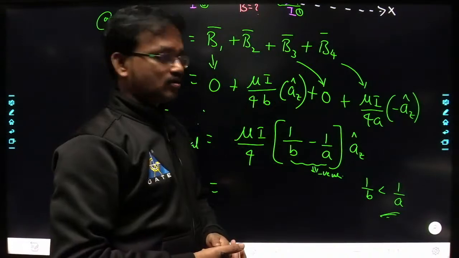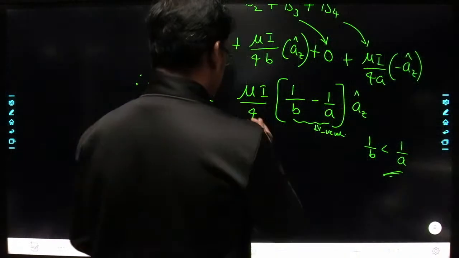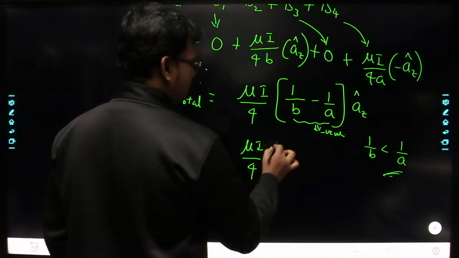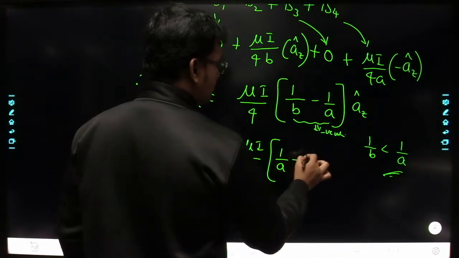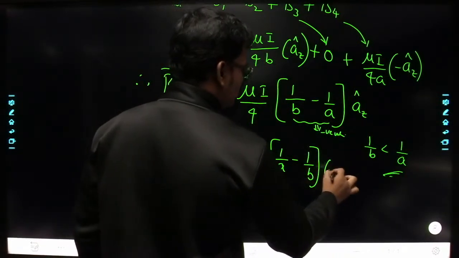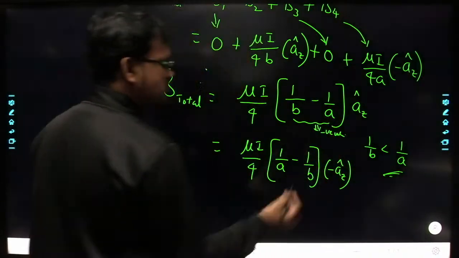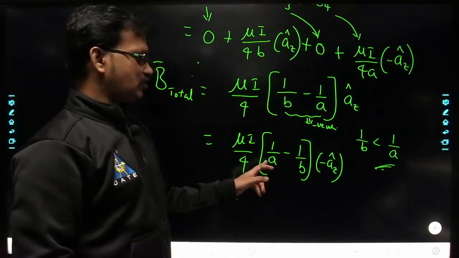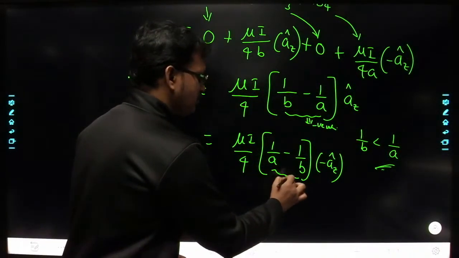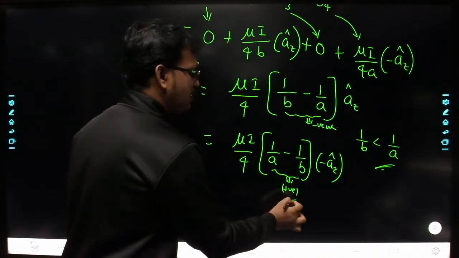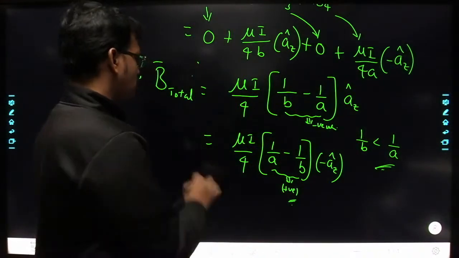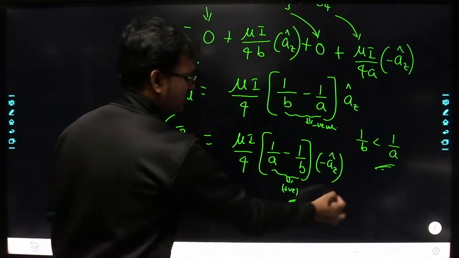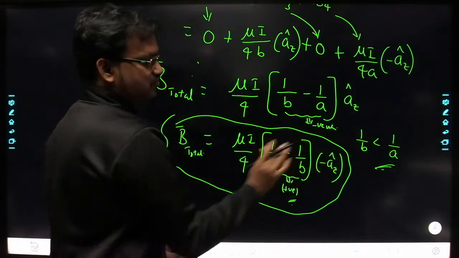Or if you want, you can write the same expression in this manner: mu I by 4 into 1 by A minus 1 by B into minus AZ cap. Understood? Now 1 by B is lesser than 1 by A, so this value will be positive. So the resultant B field direction will be in the negative Z direction.